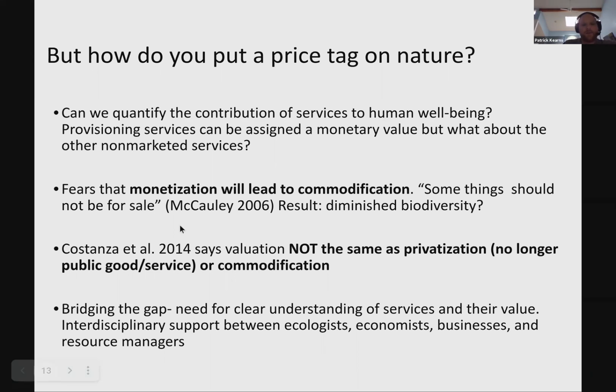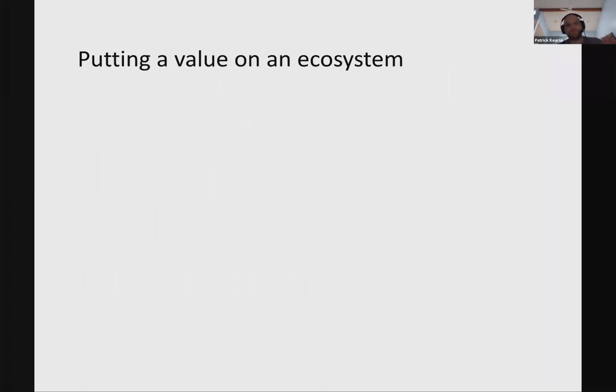Conversely, our friend Costanza, not to be confused with George Costanza from Seinfeld. Sorry, I watched Seinfeld yesterday, so George Costanza's on my mind. He argued that valuation is not the same as privatization or commodification, i.e., just because something has value doesn't necessarily mean it's automatically going to be commodified, and that valuing something is the best way to protect it.